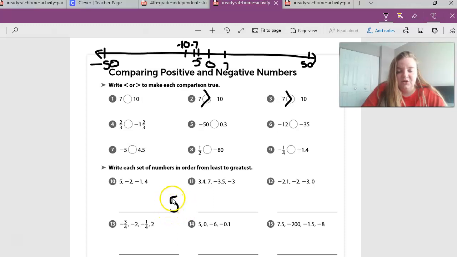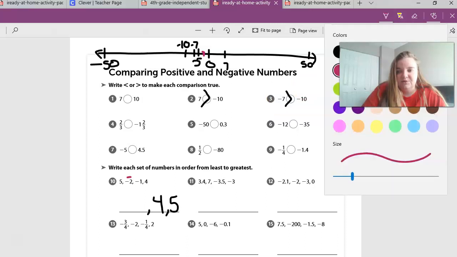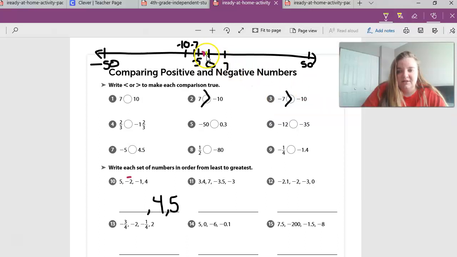Now you can either go on the opposite end and see which one is the smallest, or you can just work backwards. Which one is the next biggest after 5? Well, 4 comes right before 5, so 4. Now we have negative 2 and negative 1. So if we look up here on our number line, negative 2 would be right here. Okay? So this would be negative 2. And then negative 1 would be at about right here.